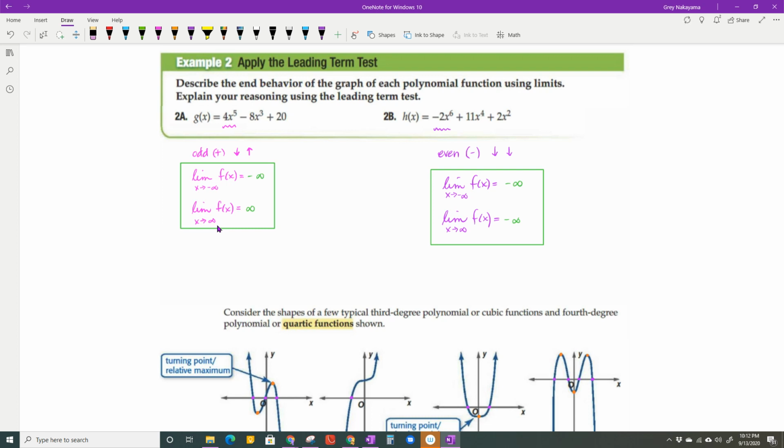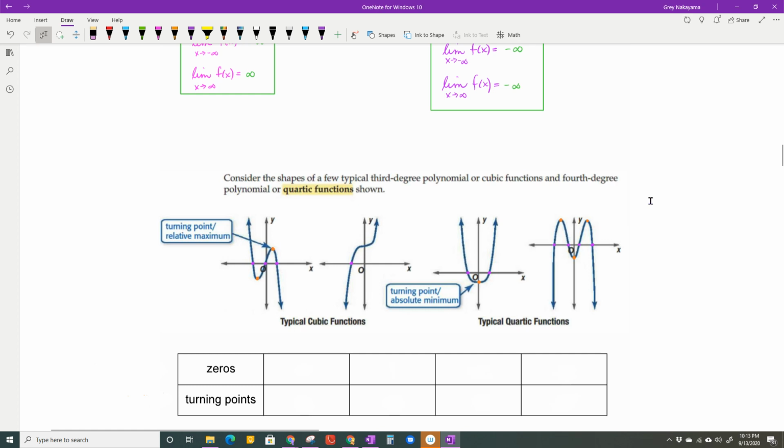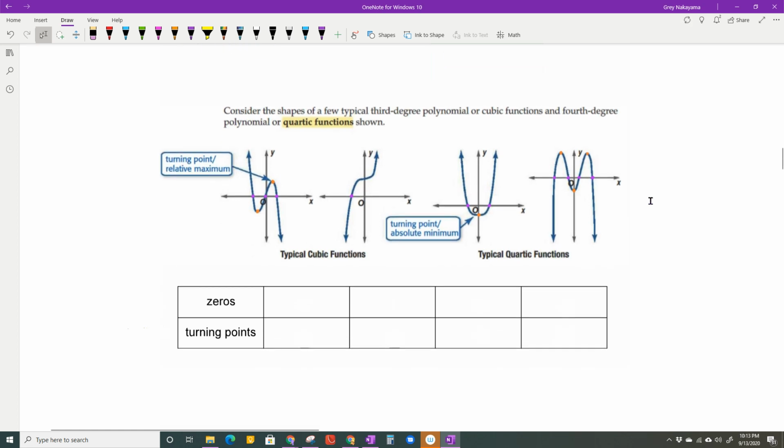Now, something I don't think we've talked about before is turning points. We have discussed relative and absolute max and minimums. Those were covered in 1.4. But now we're going to talk more specifically about turning points. It's easy to find these things when you're looking at a graph, but we actually are going to do it from looking at an equation. But to help you remember, I'm going to show you some graphs.